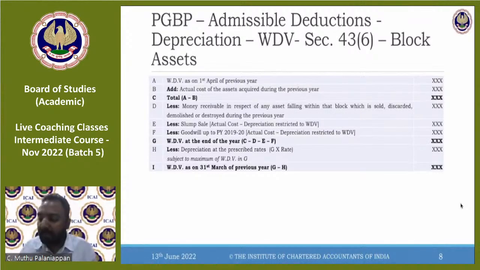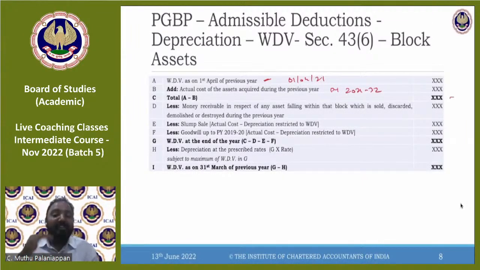So the structure is basically, first thing that you take is WDV as on 1st April of the previous year. So if you're talking about previous year 21-22, it is about 1st April 21. So that will be the WDV as on the 1st April of the previous year. With this, if you have acquired any asset during this previous year, 2021-22, so if you have acquired any new assets of this block, we need to add that. So you get this total.